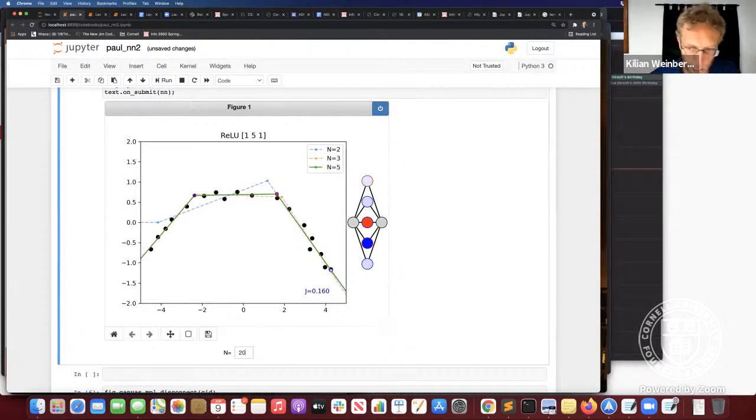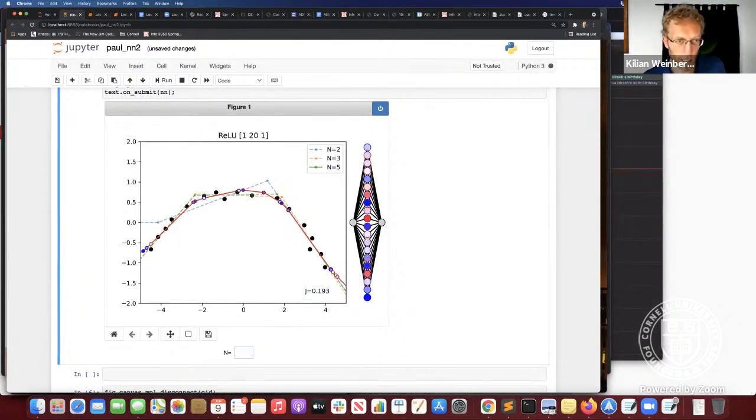In the limit, I could actually go to 20. Now it becomes a really, really good approximation of this function. You can see all these little kinks don't do a whole lot, but they make it somewhat smoother. And so I'm approximating this data set.